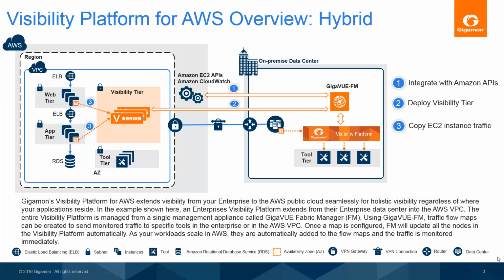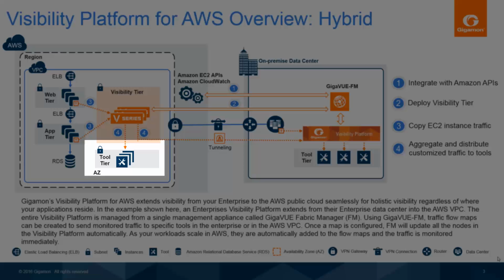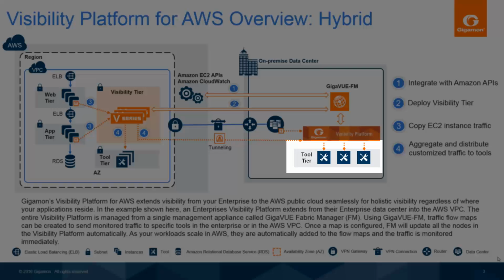Agents placed on your workloads are then able to copy traffic and send it over to the vSeries node, where it is able to aggregate that traffic and distribute it across to custom tools that exist within the VPC, as well as tunnel it back to the visibility platform and tools that exist within your on-premise data center.